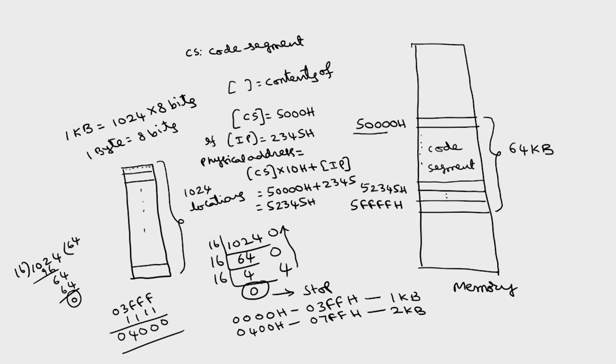So somewhere here we will have 52345H. To access the data from here, either to read or write the information, you have to take 5000H, the starting 16 bits of this code segment, into the code segment register. Then the offset from here to here, the difference between this address and 2345H, you have to take into the instruction pointer. This is the way to compute the physical address, knowing the code segment register and instruction pointer. The purpose of the code segment register is to store the programs.